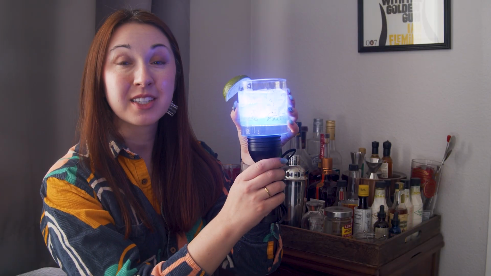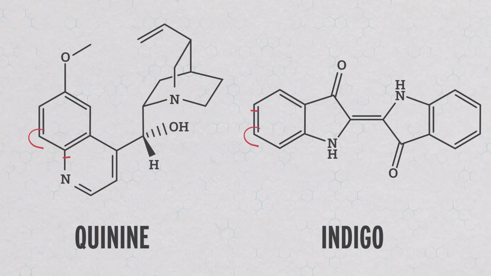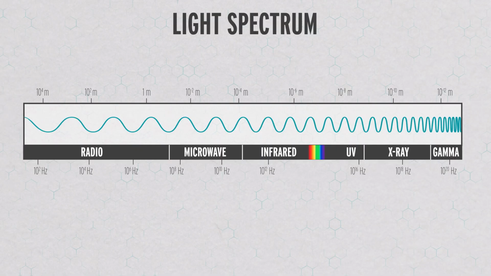This glass is glowing because of quinine. It's the reason why tonic water will glow under UV light. The structure of quinine looks kind of like indigo, with lots of carbon atoms and rings. But visible light doesn't interact with quinine's electrons in quite the same way. Instead, you need higher energy UV light to excite those electrons.